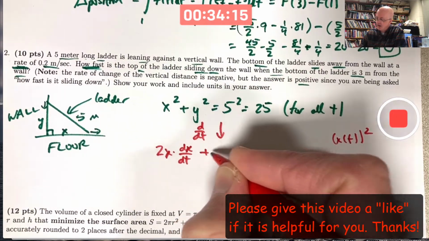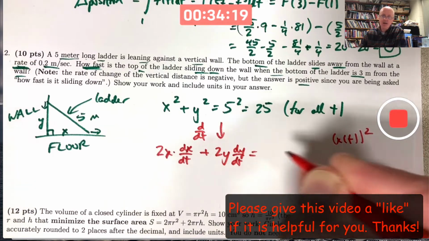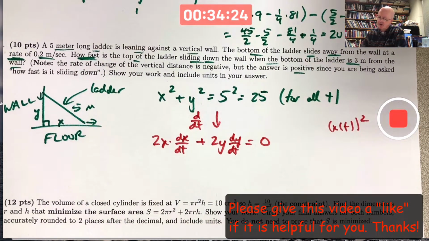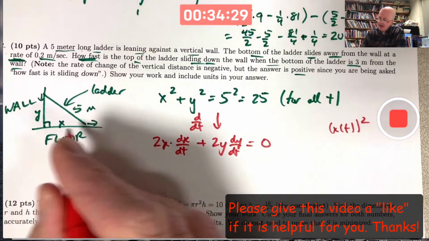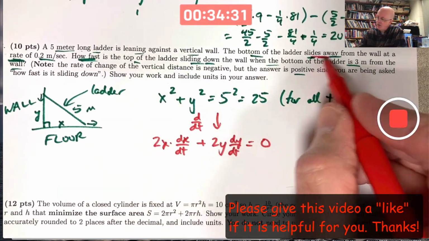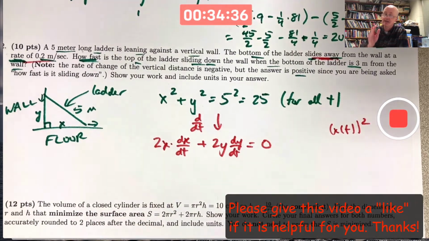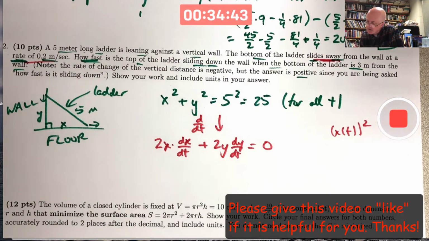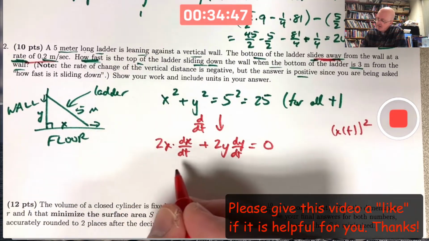Do the same thing for y, which also depends on t, and you get a similar kind of thing. The 25 truly is a constant. Its derivative with respect to t is 0. What am I after? I'm after knowing dy/dt and ultimately its absolute value. I know dx/dt: it's sliding away from the wall at 0.2 meters per second at a certain moment in time. That's not necessarily a constant rate, but it is assumed to be a constant rate. That doesn't mean dy/dt is constant.